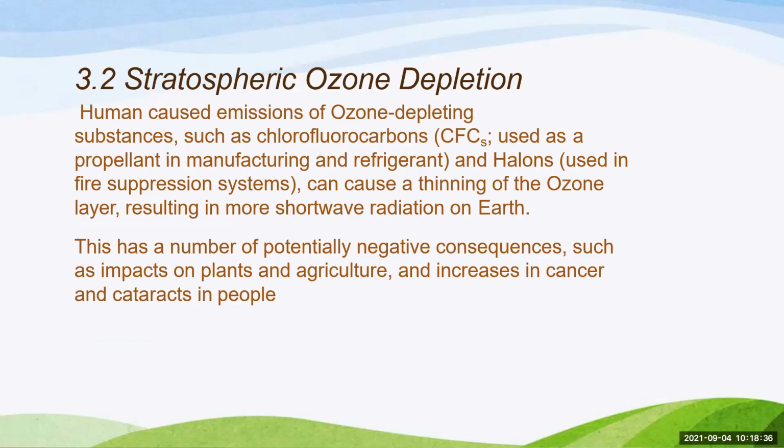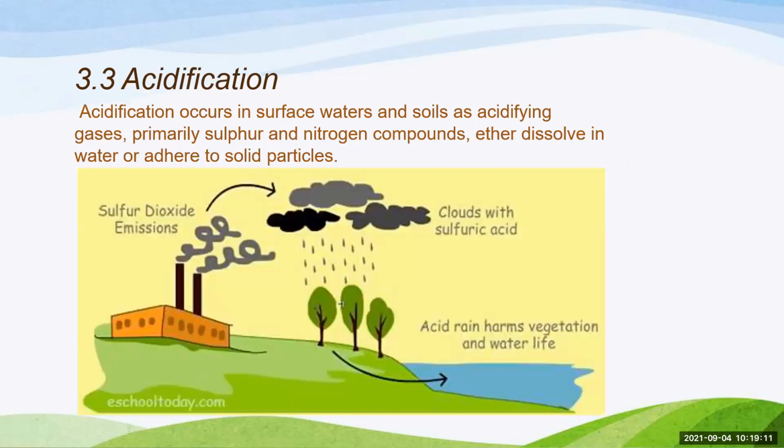Stratospheric ozone depletion. Human-caused emission of ozone-depleting substances such as chlorofluorocarbons, used as a propellant in manufacturing and as refrigerant, and halons used in fire suppression systems can cause a thinning of the ozone layer. Okay, this results in more short-wave radiation reaching the earth. This has a number of potentially negative consequences, such as impact on plants and agriculture, and increase in cancer and cataracts in people. Okay. Then what is acidification?